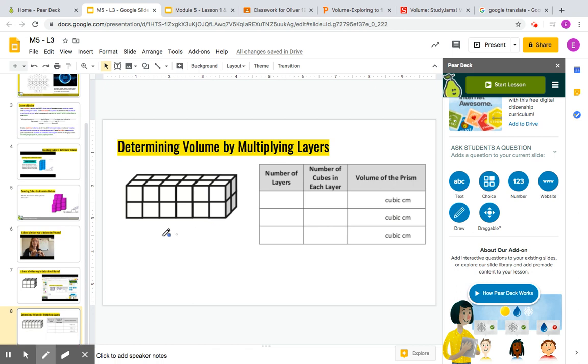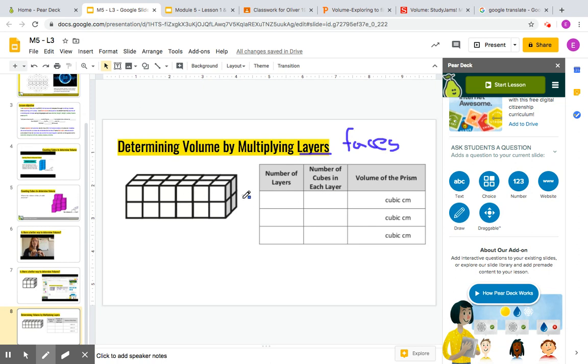So let's try to determine the volume of this structure right here. Now I could easily count the cubes, but sometimes it's just not the most effective way or the fastest way of doing things. So let's look at layers. Now we know we can find layers by looking at the faces of our structure. That means the top, the bottom, the sides, the front, the back.